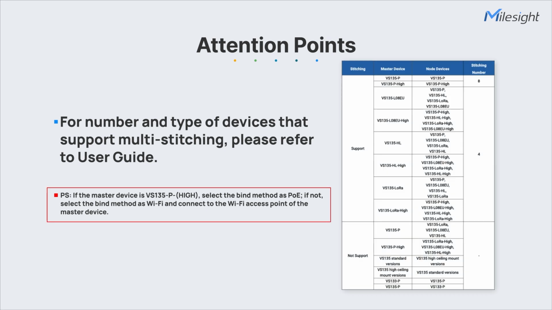It should be noted that if the master device is VS135P high, select the bind method as PoE. If not, select the bind method as Wi-Fi and connect to the Wi-Fi access point of the master device.